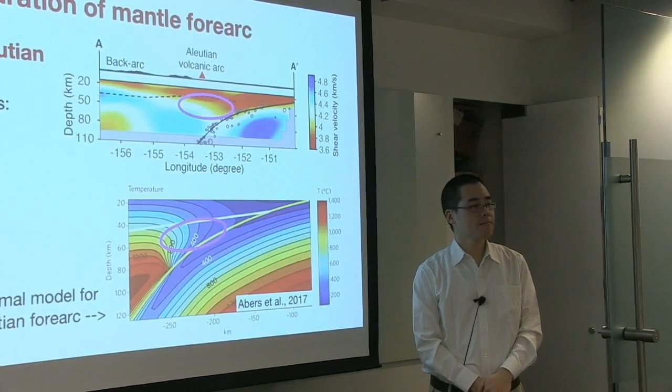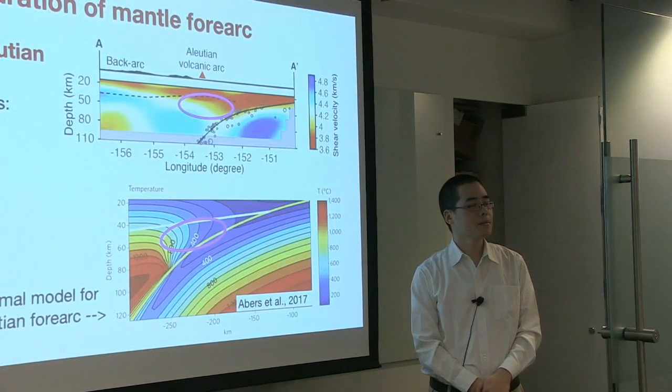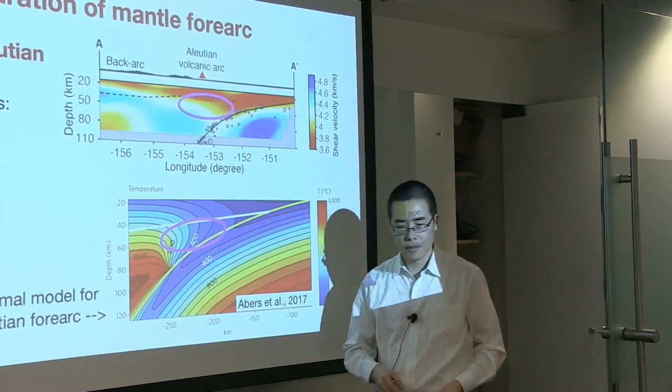Thanks for the interesting talk. I have two questions. First one is, you mentioned in the beginning that there's a subduction segmentation based on the seismicity. Do you assume that the seismicity next to earthquakes just occur on the slab interface?